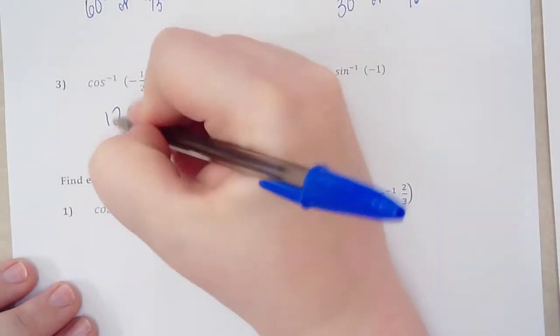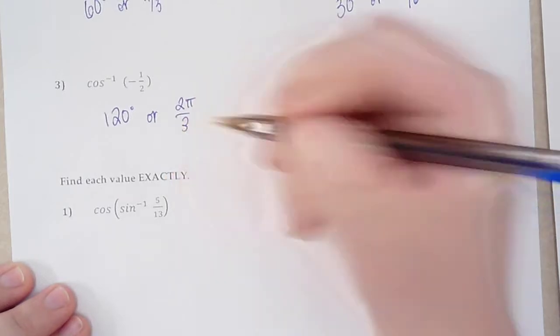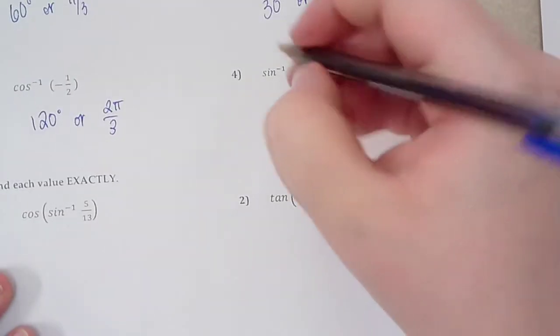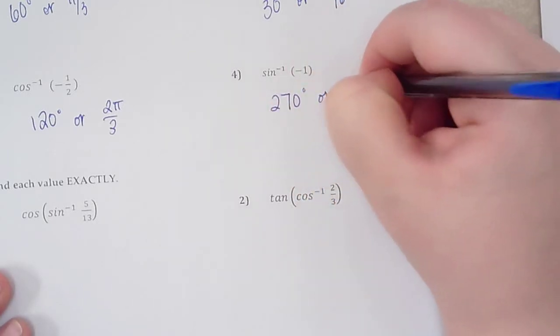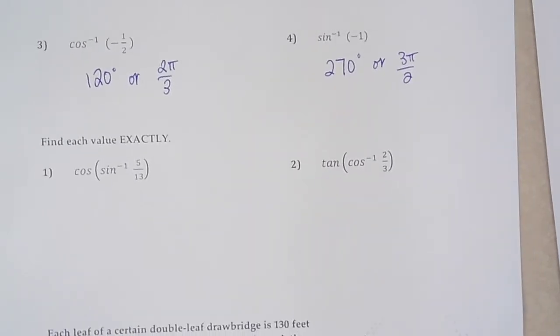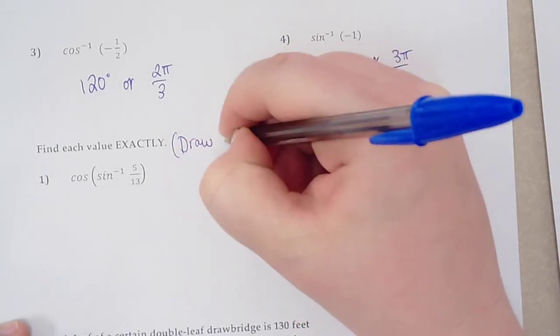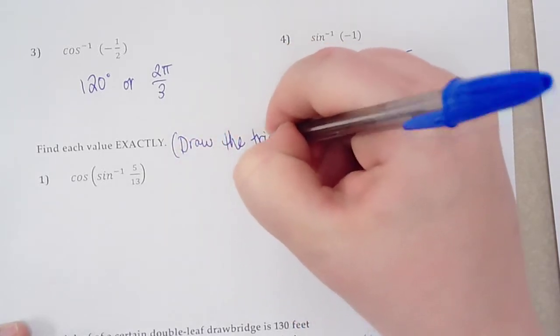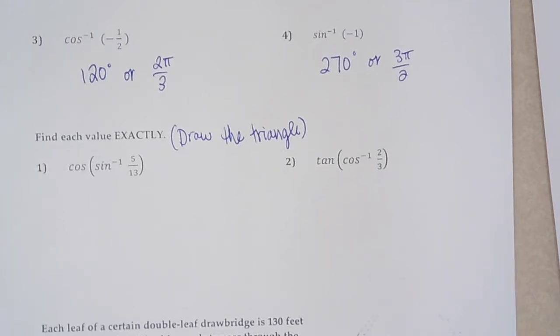All right, hopefully you paused the video. If you did and you found these, you'll see that that one's 120 or 2 pi/3. This one is going to be 270 or 3 pi/2. Now sometimes we have trig functions inside of trig functions. These ones we can't just throw into our calculator, we actually have to draw a triangle. So I'm going to put in my parentheses here, draw the triangle. And just like we usually do with our parentheses, we want to work inside out.